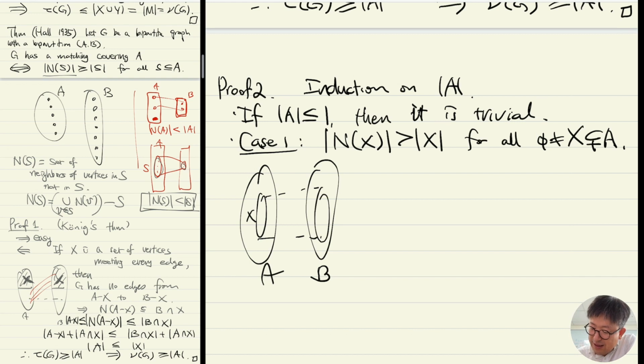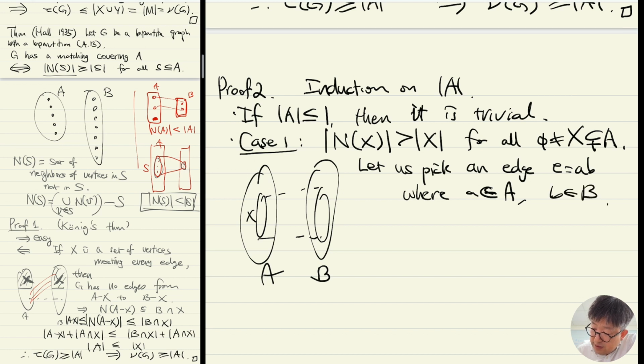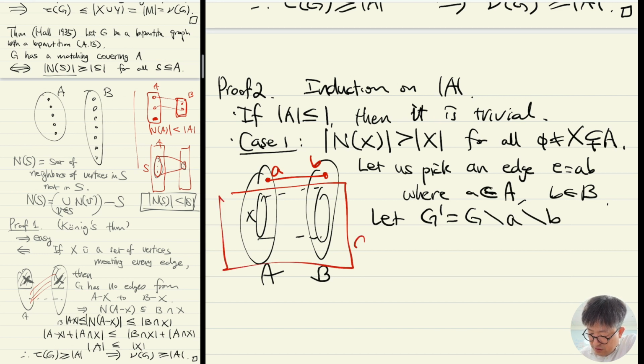All right. In that case, let us pick an edge E, which is AB. So A is a vertex in A, and B is a vertex in B. So I'm going to choose an arbitrary edge AB. All right. Now let's consider a new graph G prime, which is G minus A minus B. So we're going to delete these two vertices from the graph. So that's going to be my G prime.